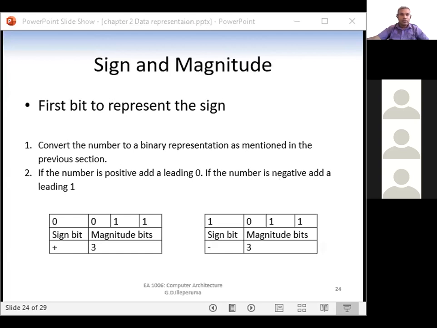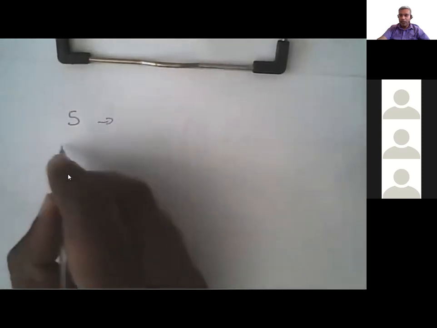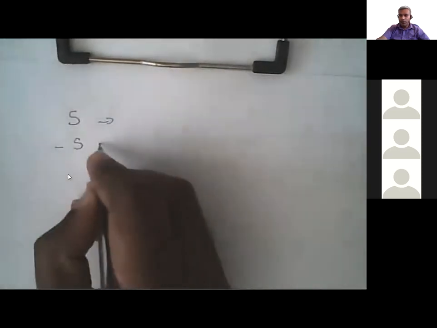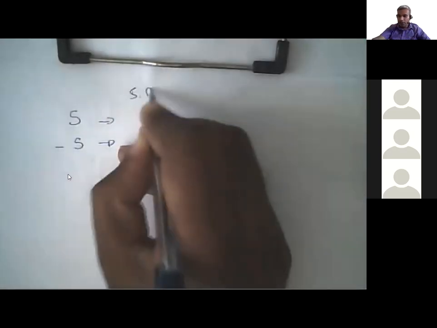Shall we do another question, a small question? I want you to convert plus 5 using the sign and magnitude method, and also minus 5 using the sign and magnitude method. Can you quickly do it? What is plus 5 and what is minus 5 in sign and magnitude method?